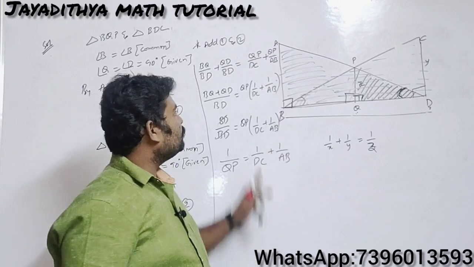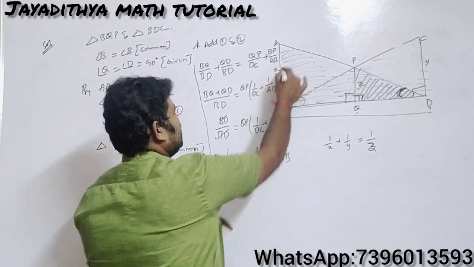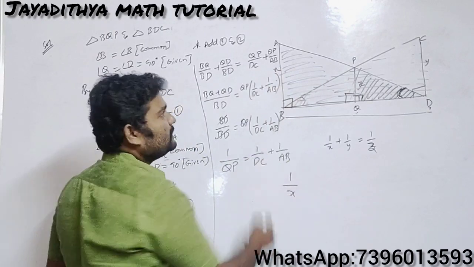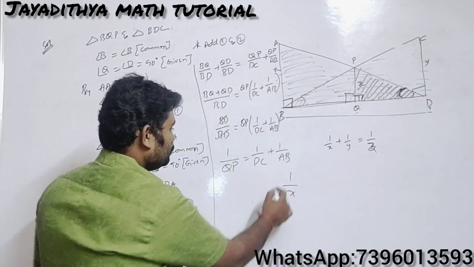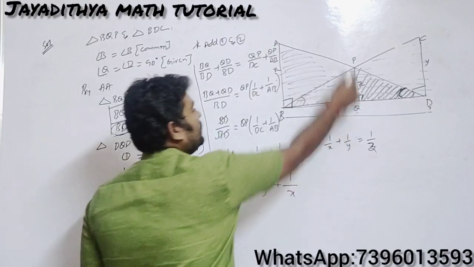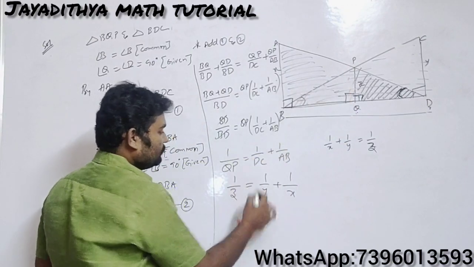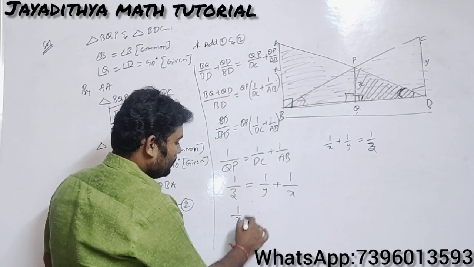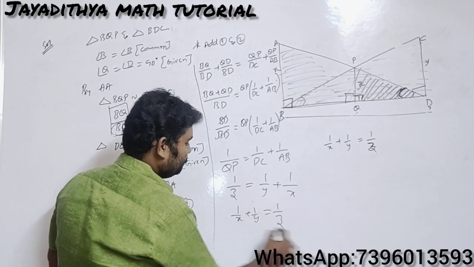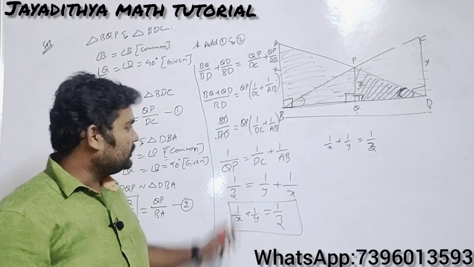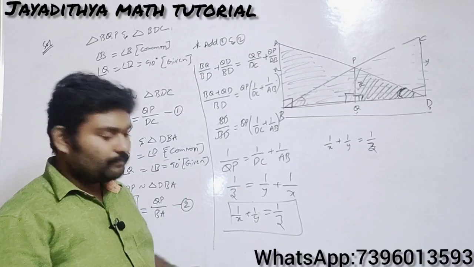Now you substitute the values. What is AB here? AB is nothing but X. So this becomes 1 by X. And what is DC? DC is nothing but Y. So this becomes 1 by Y. And what is QP now? QP is given as Z. So that is 1 by Z. So you have shown that 1 by X plus 1 by Y is equal to 1 by Z. Hence proved. So this is a very, very important question for 4 marks.